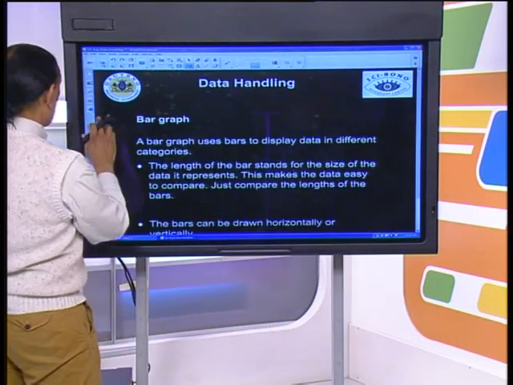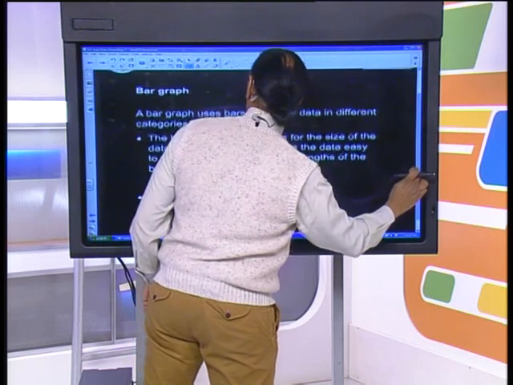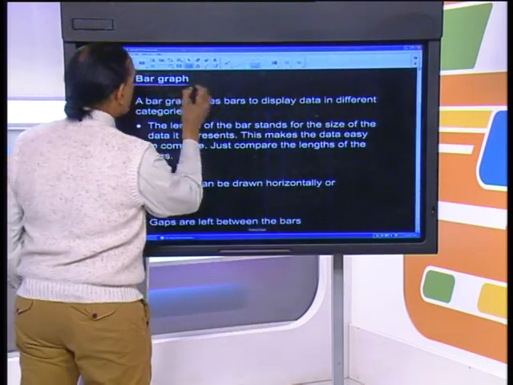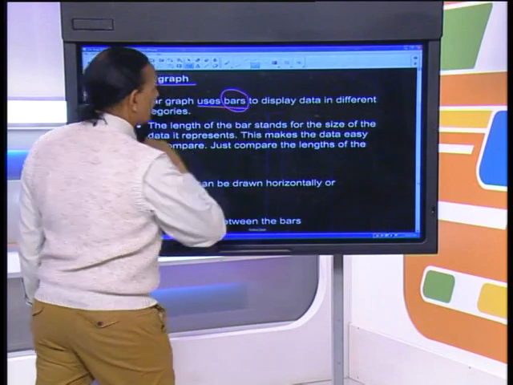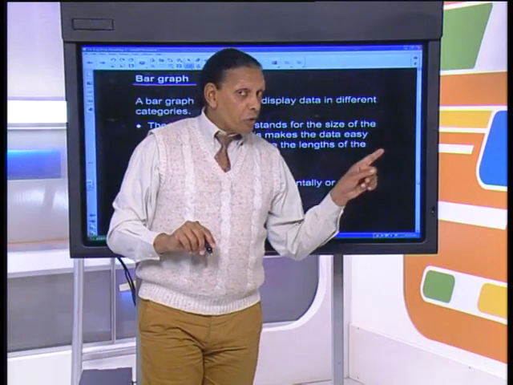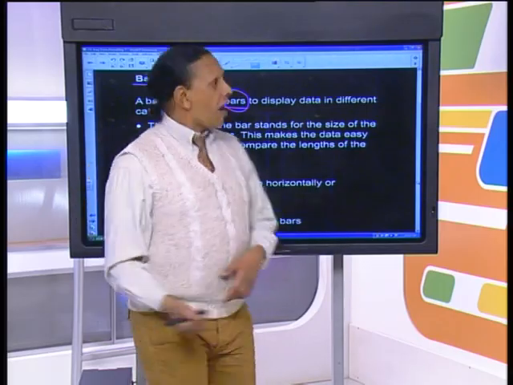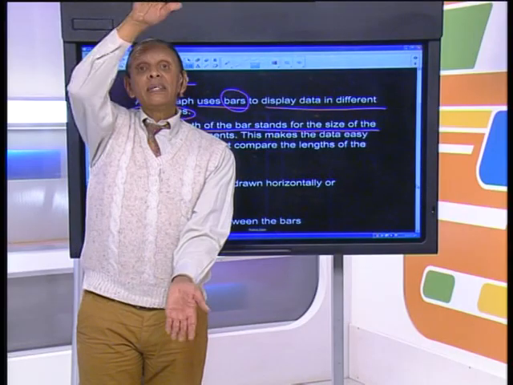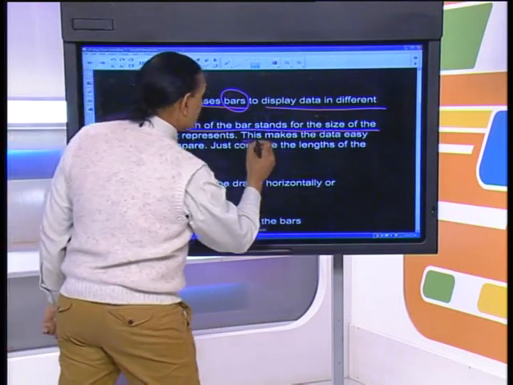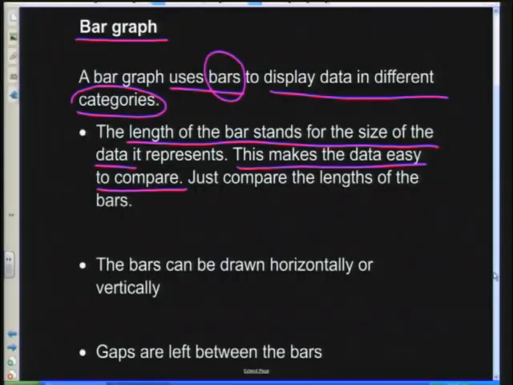All right. Now we're going to look at the next one, which was the bar graph, if you remember. A bar graph uses bars, right? No, not that other bar where you go for drinks. Other bars, right? To display data in different categories. Very important, in different categories. The length of the bar stands for the size of the data. So the length or the height of the bar stands for the size. This makes the data easy to compare.